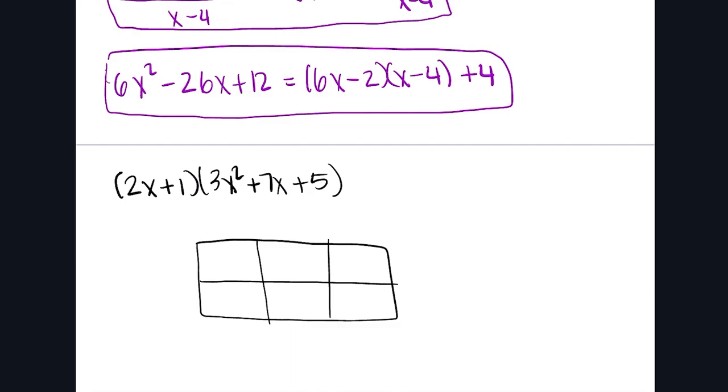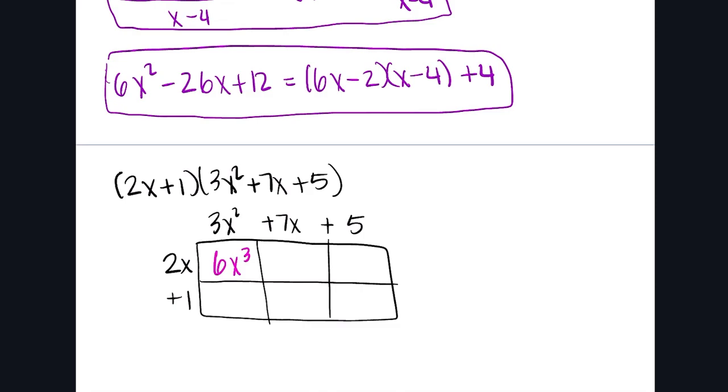So when I use this method, I'm going to stick one polynomial on one side. So I'd say here's my 2x plus 1. The other side, 3x squared plus 7x plus 5. And then we're just going to multiply on each box, like we're finding the area of each individual box. So I would do my 3x squared times 2x. So 3 times 2 would be 6. X squared times x would give me 6x cubed. And then I would do that for each individual box.